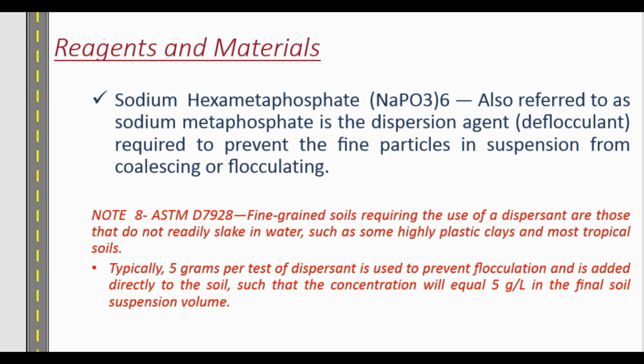Reagent and materials. Reagent. Normally sodium hexametaphosphate is used as a dispersing agent to avoid flocculation of the soil in suspension. Normally 5 grams per liter will be used for the hydrometer test. That is our reagent.